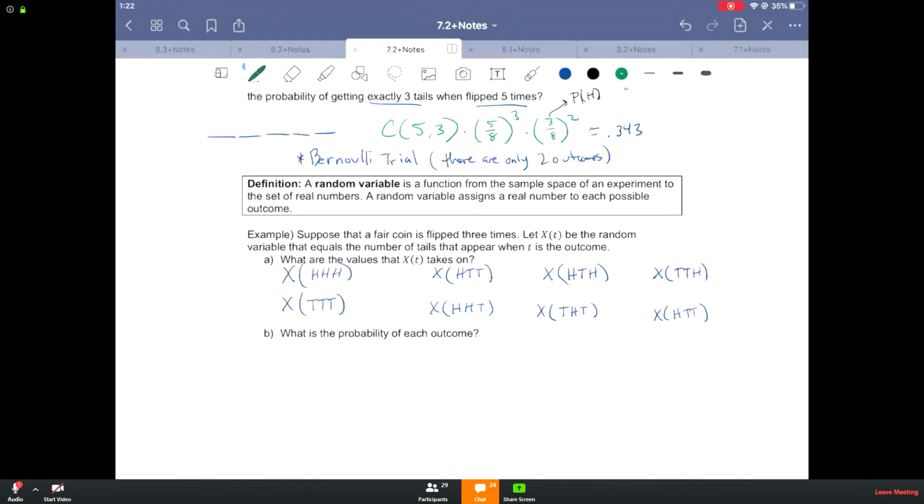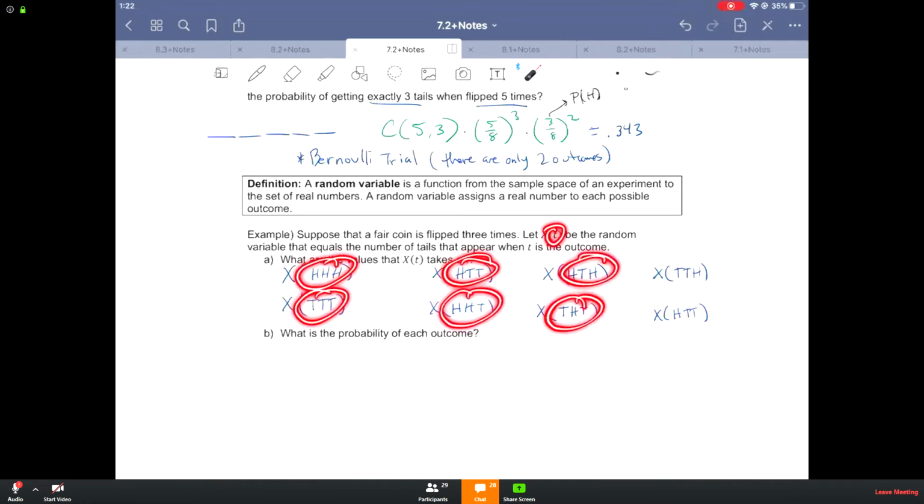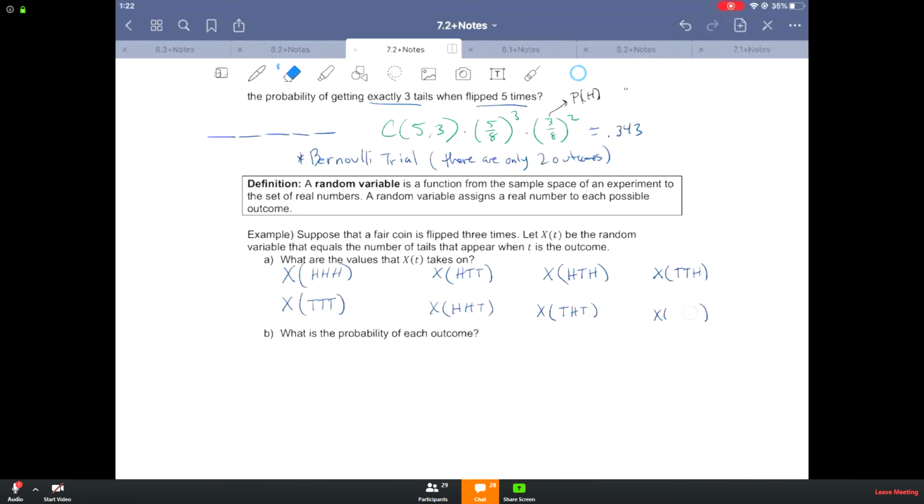So this random variable equals the number of tails that appear when t is the outcome. T was my outcome, so these were my 8 outcomes, the 8 scenarios we had. Did I repeat one? Oh yeah, I did. HTT, thank you. I'm missing tails, heads, heads. Thank you guys.